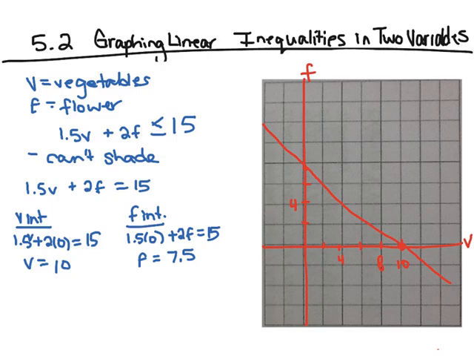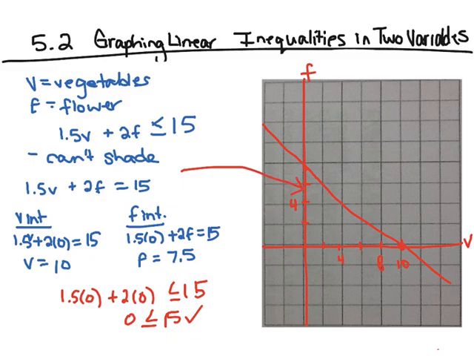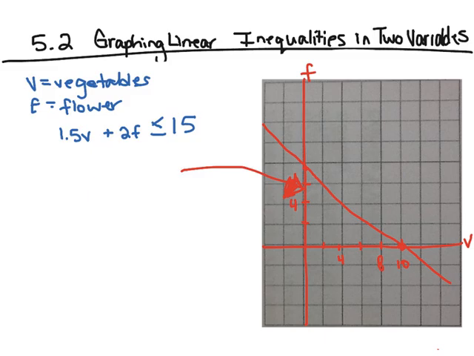Now we're going to test our origin. So 1.5 times 0 plus 2 times 0 is less than or equal to 15. 0 is less than or equal to 15, so we want anything in the lower region. So if we want to choose two values, let's choose this one and this one. Let's call this A and B.